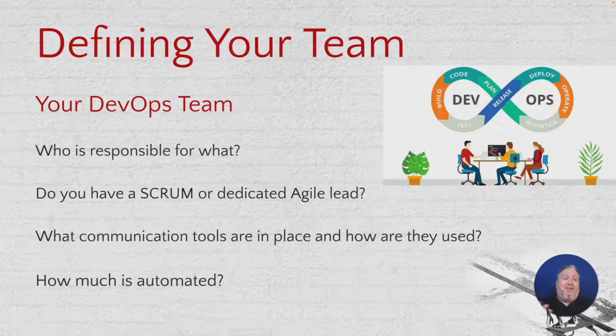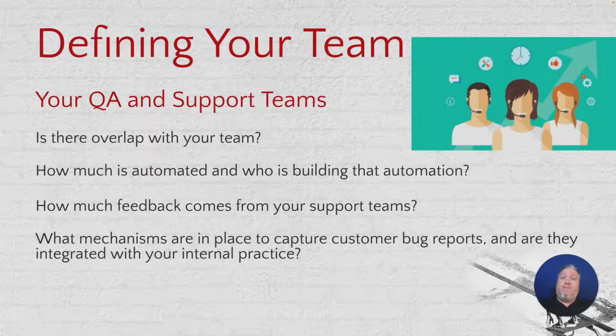How much of everything is automated? If human beings are required for every step in your process, you do not have DevOps. You are doing waterfall really fast manually. If everything is automated and I can do a pull request, and from that moment on, it takes one other person to say, I approve, as the QA person, and then it hits production, you're probably doing it right. Your QA and support teams.